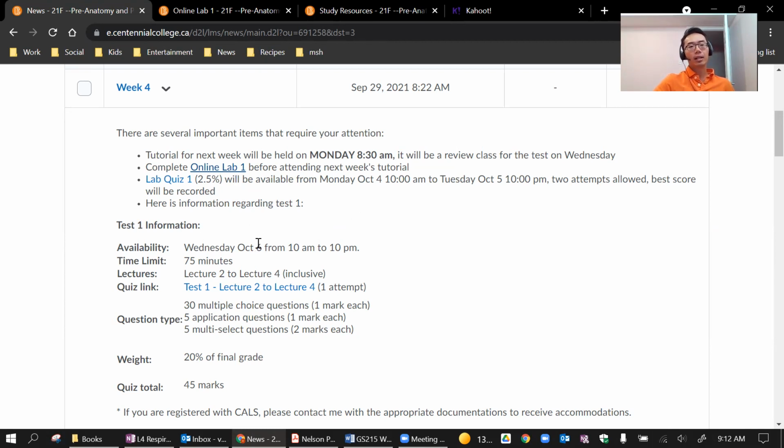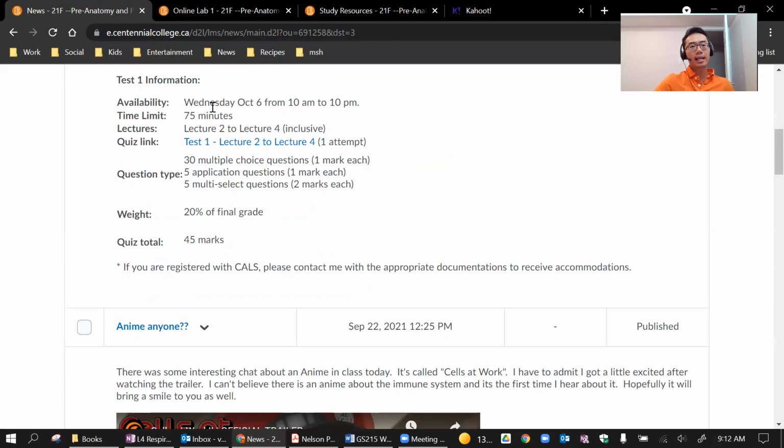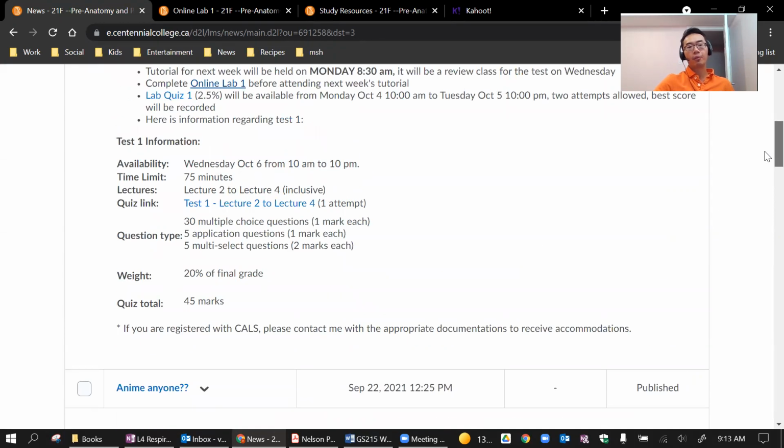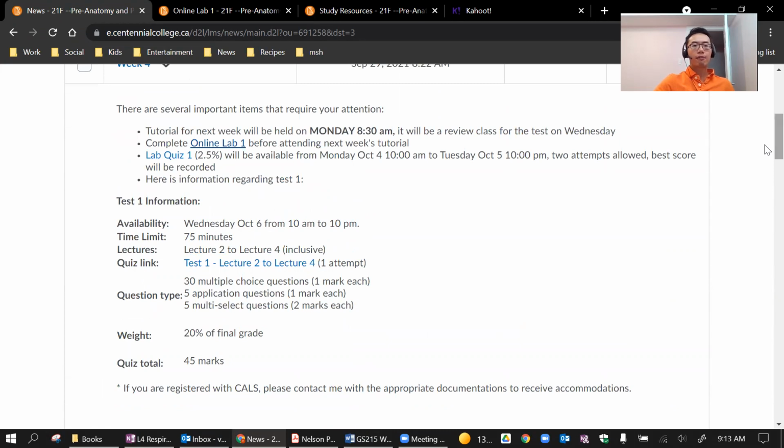Here is the information for the first test. It will be next Wednesday, available from 10 to 10, with a 75 minute time limit. It will be only from lecture 2 to 4, so no cardiovascular system. Here is the breakdown of the question types. We will have some multi-select, some application, and it will be 20% of your final grade. The quiz is out of 45. And again, if you register with CALS, I think you contacted me already. If you haven't already, please do so. So that's the information for next week.